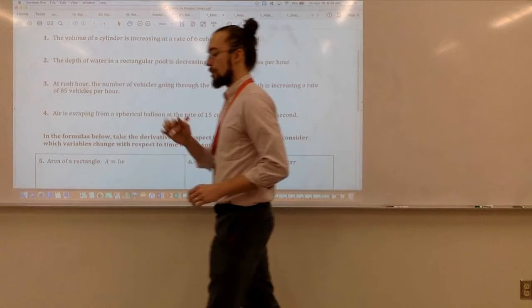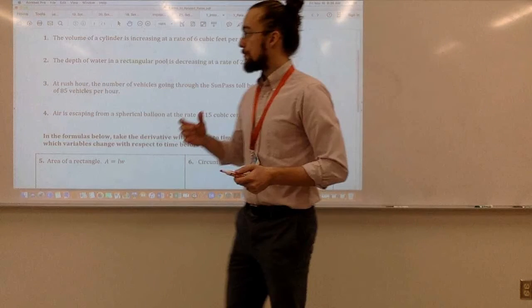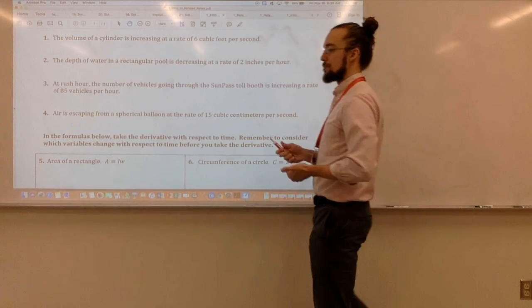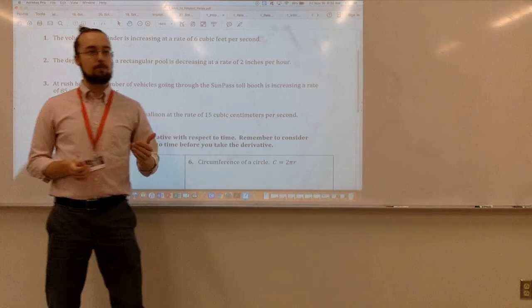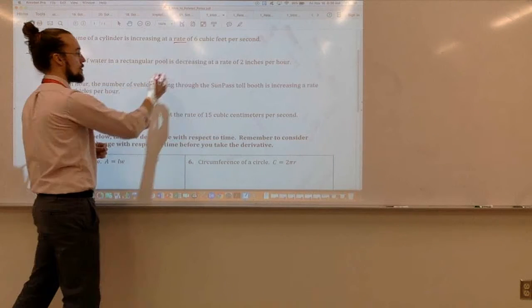Okay? So the first thing that we want to do is just talk about the notation that goes along with this. All right, so these different scenarios here, like the volume of the cylinder is increasing or the depth of water in a rectangular pool is decreasing. Whenever I'm talking about a rate, a rate is a derivative. Rate is how much something is changing. That's what a derivative is. A derivative is how quickly something is changing. It's the slope. So whenever we see a rate, we want to think derivative.